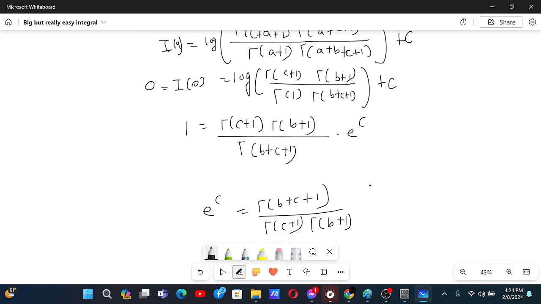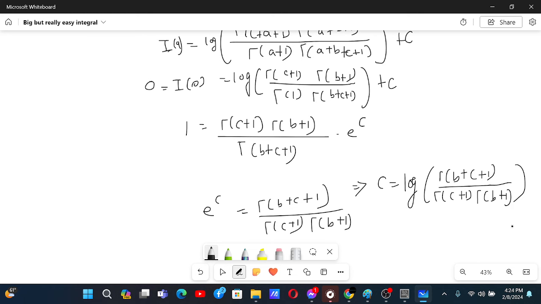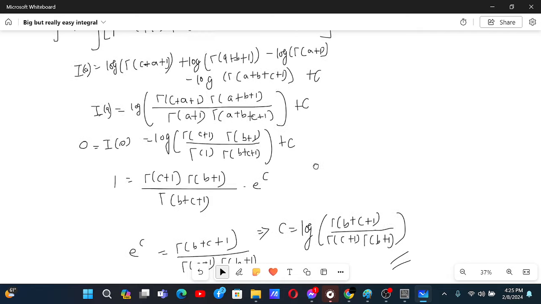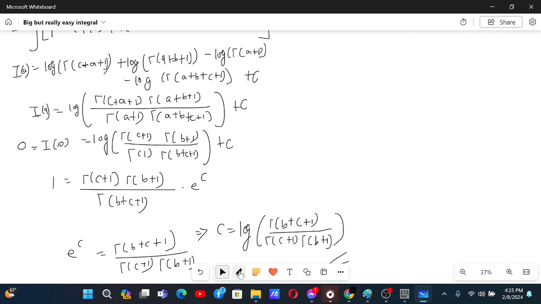So what does that imply? That implies that c is actually log of gamma b plus c plus 1 by gamma c plus 1 gamma b plus 1. That is it. Now we have the c. Like c was such a huge expression. If you had ignored c, it would have been a great mistake.